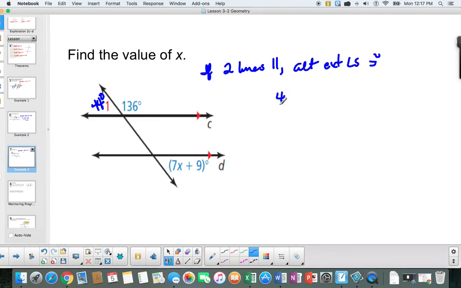So I'm going to take the 44 and I'm going to set it equal to the 7x plus 9. 7x will be equal to 35 and x will equal 5, and that's what I was trying to find.